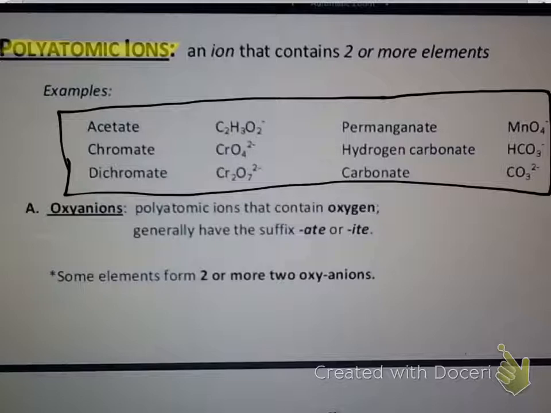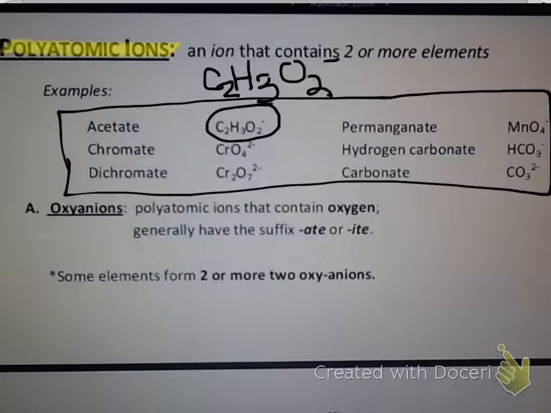Here we have C2H3O2 negative. Notice it's ionic and it contains multiple nonmetals bonded together. It's a polyatomic anion. The name of this ion is acetate, so it has a specific name. A lot of these polyatomic ions will have specific names that you'll need to learn.